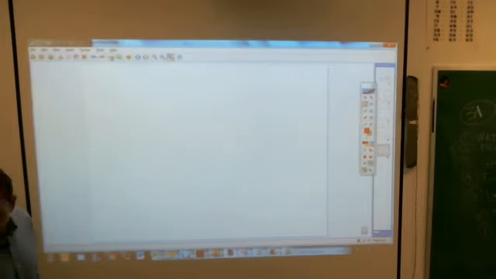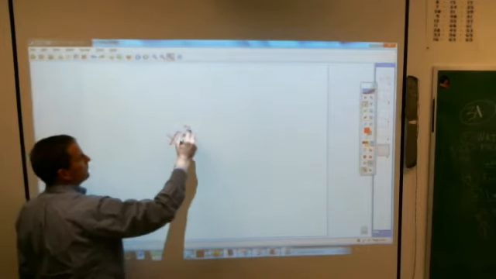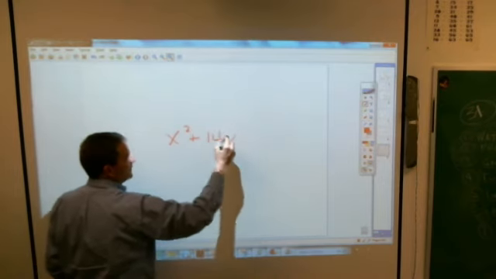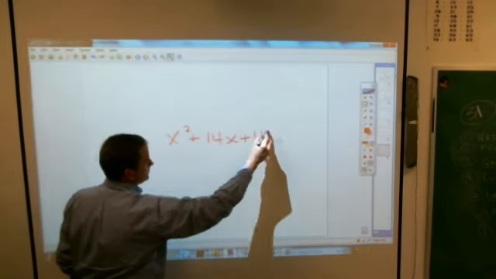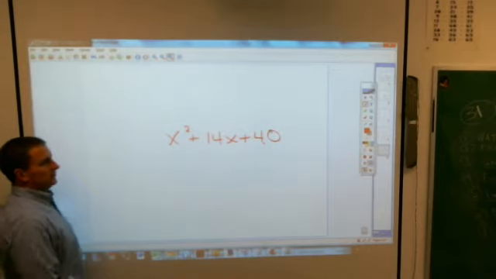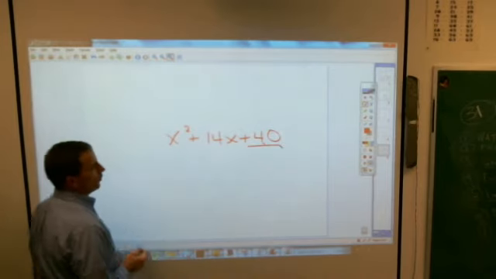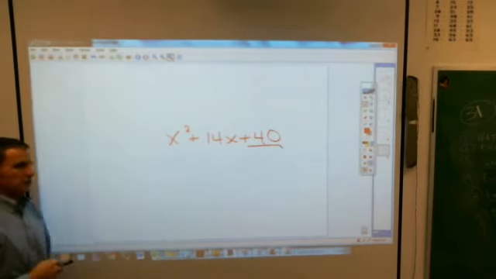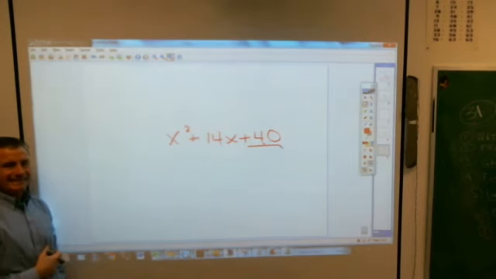X squared plus 14x plus 40. No common factor, because if there's no number in front of the x, you're not going to have one. You just have to think about the different ways to get 40. When you multiply things together, when you add them together, you'll get a 14.